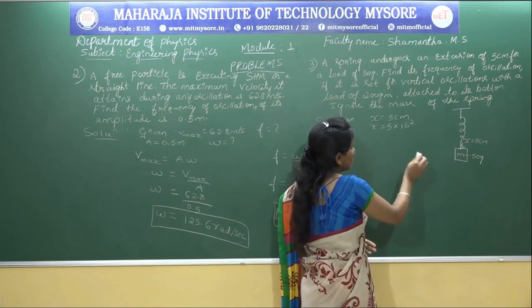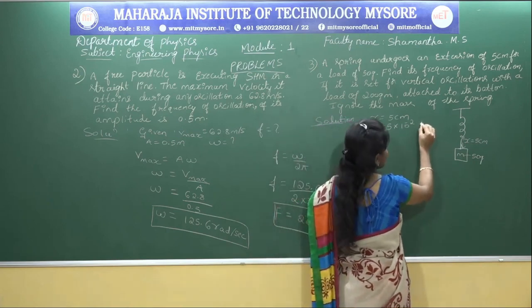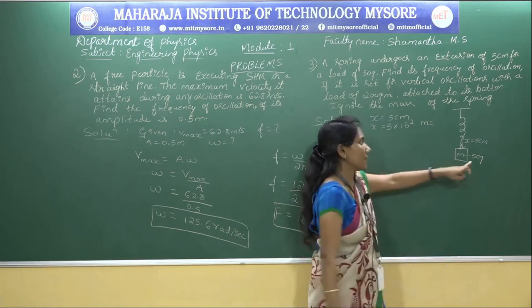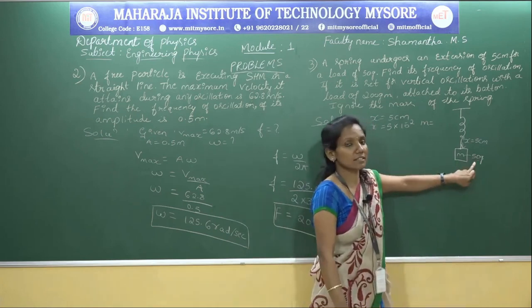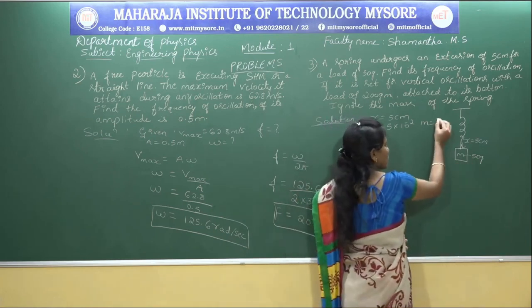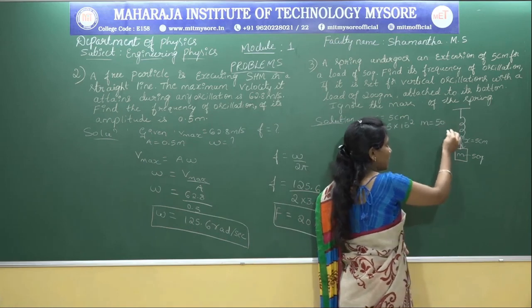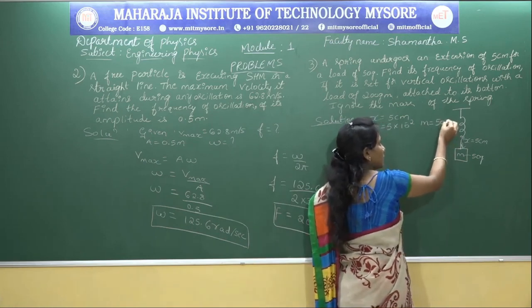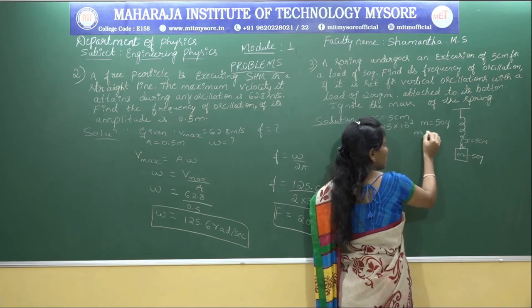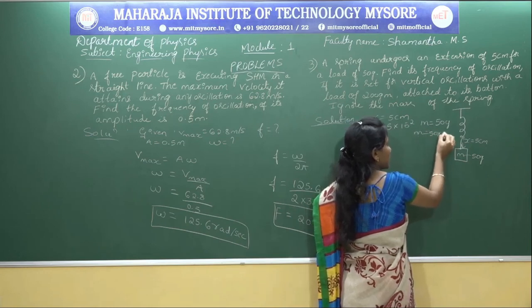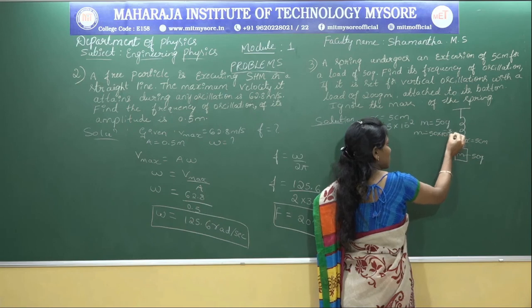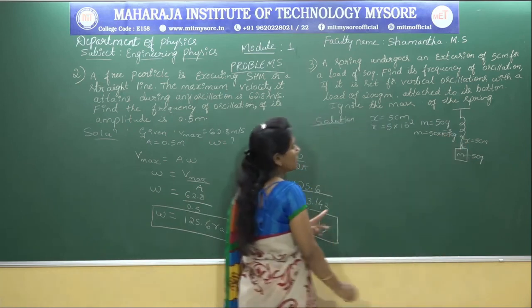X is equal to that, and what is the weight? M is equal to 50 gram, and if it is in gram, then we have to convert this into kg. So, how to convert? Divide by 1000, then that 50 gram will become 50 into 10 raised to minus 3 kg.